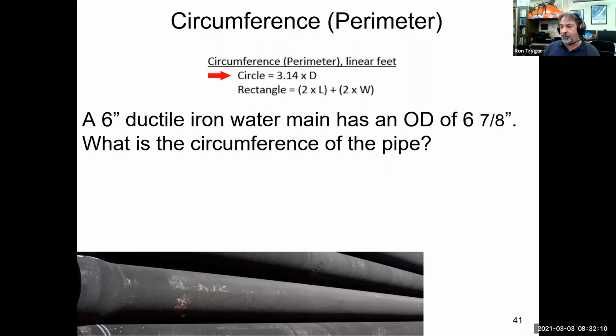So this is a tricky one because we have a couple of numbers showing here. It says a 6-inch ductile iron main. So we generally say, oh yeah, this piece of water pipe is 6-inch ductile iron. Well, that's the nominal inside diameter, the length across from edge to edge. But the outside diameter is 6 7/8 inches. What would be the circumference of the pipe using this?